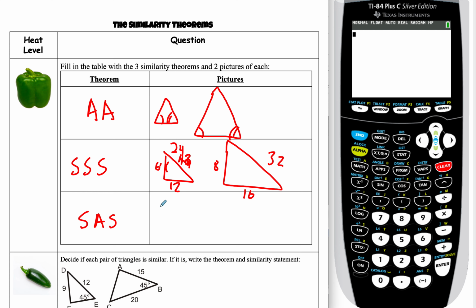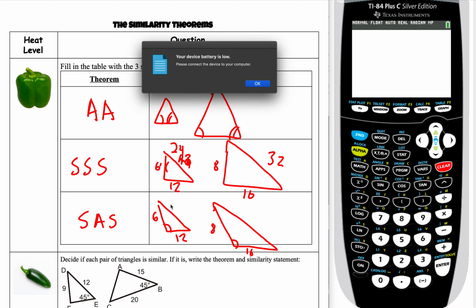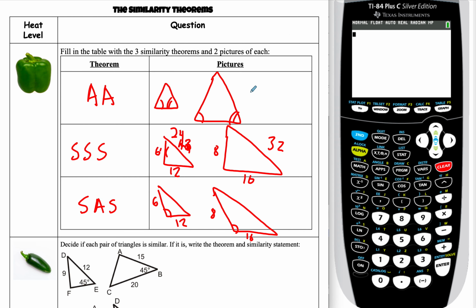Okay, finally, side angle side. So suppose we have a congruent angle and we have two pairs of corresponding proportional sides, and the included angle, or angle between, is congruent. They are side angle side similar. They're side angle side similar. Okay?